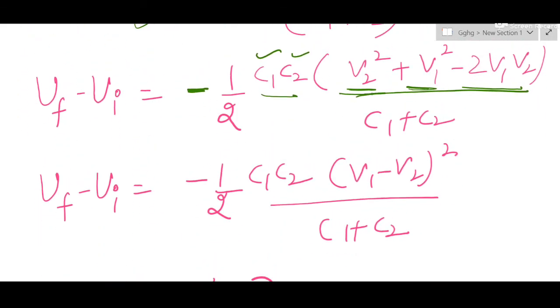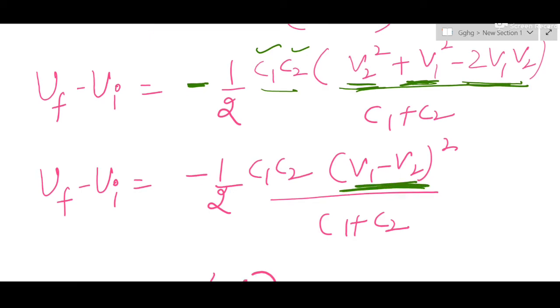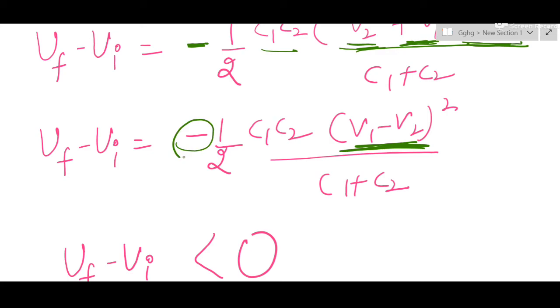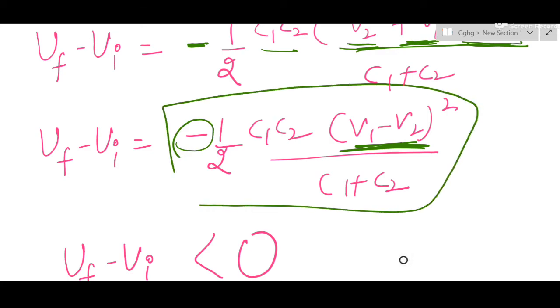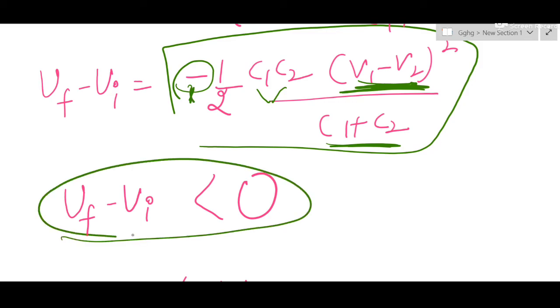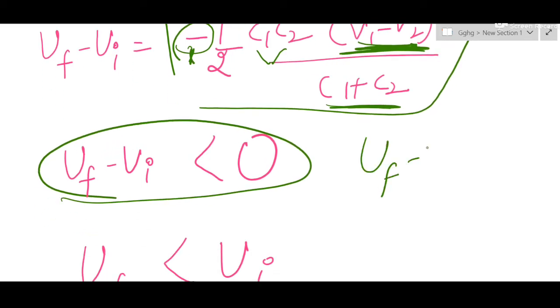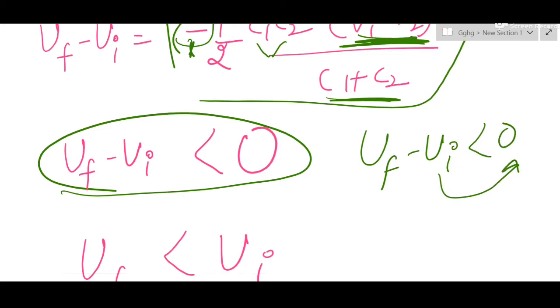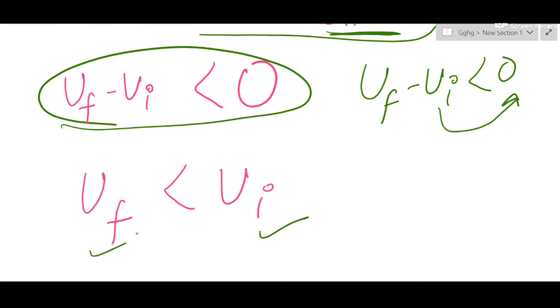This is nothing but a square plus b square minus 2ab, so it means this is (a minus b) whole square. I can see here a negative sign is there, which means this term is negative, because capacitance is always positive, and the square of a number is always positive. Positive with negative means it is negative. Negative means less than 0, so I have written U final minus U initial is less than 0. So I have taken this side now. So U initial is greater than U final.